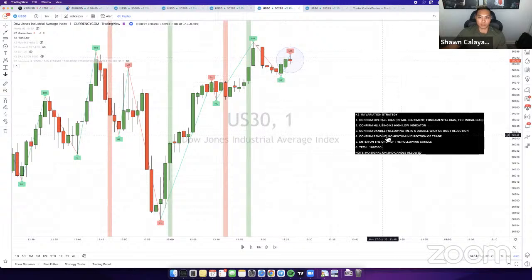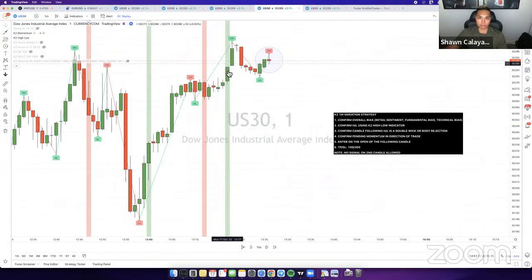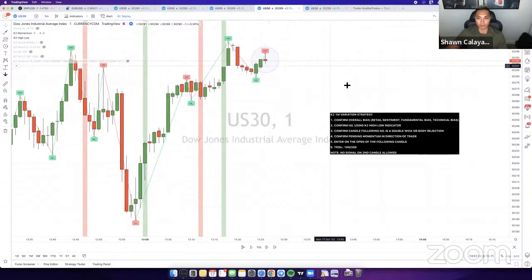You want to confirm that the following candle is a double wick or double body. So right here we have a double body. Bodies are on the same level. Fourth, you want to confirm a pending momentum in the direction of the trade. So for example, right here we have a buy momentum. The next momentum has to be a sell because it goes from sell to buy. So buy to sell to buy to sell to buy, right? So we have the buy here. Next has to be a sell. With that said, that meets all the requirements right here. So you'd enter this for a sell, short position.